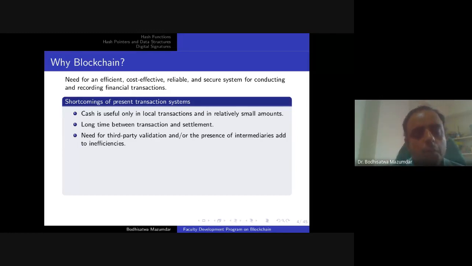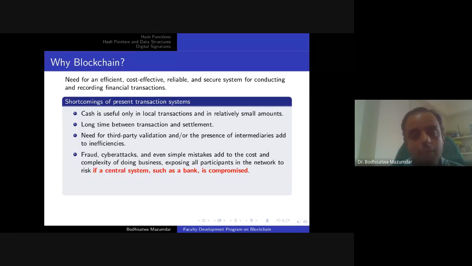Third, most often you need a third party validation. The third party over here means the central banking system, through which you will settle your transaction between a seller and a buyer, or the presence of any intermediary is required. This often leads to inefficiencies. Further, as I mentioned, there can be certain fraud, cyber attacks, and even simple mistakes, which can tremendously add to the cost of doing the business.